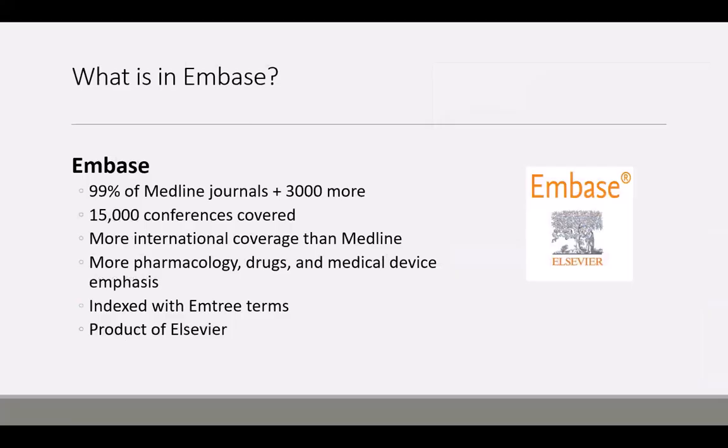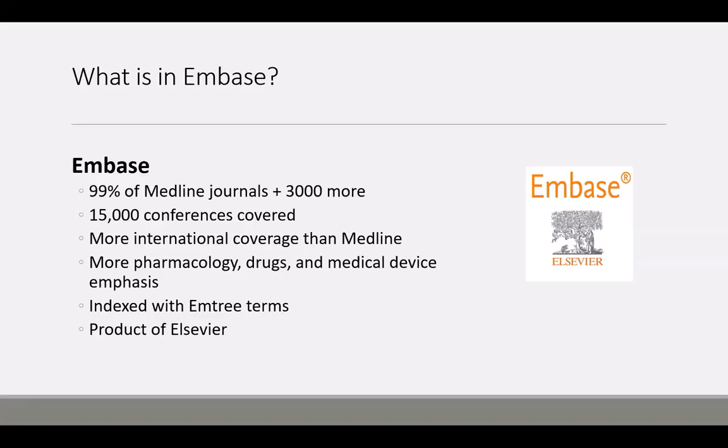And then Embase is the other primary biomedical database. It has 99% of the Medline journals plus 3,000 different ones. So you definitely need to search both. It has a lot more extensive coverage for conferences. PubMed doesn't really cover academic conferences.